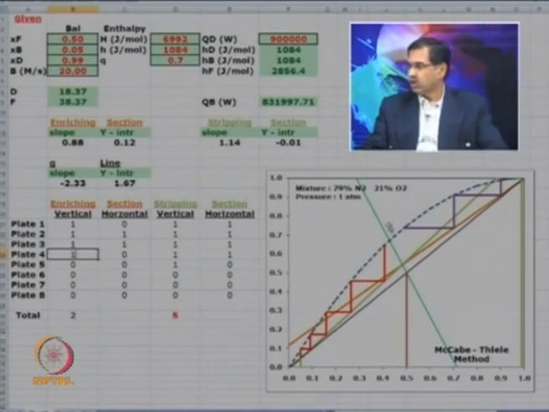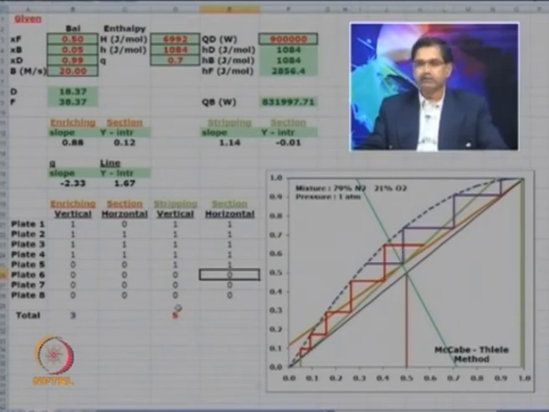Here, if I draw the number of plates for the enriching section and for the stripping section, you can see that these two have decreased. My total number of plates have come down to 1, 2 and 3 for the enriching section, and for the stripping section it has come down to 5. What does it mean? It means that if I increase the cooling load, keeping the D the same, my L by V has increased to 0.88. Correspondingly, my stripping section L by V has moved towards 1. It has decreased for the stripping section, however, it has increased for the enriching section.